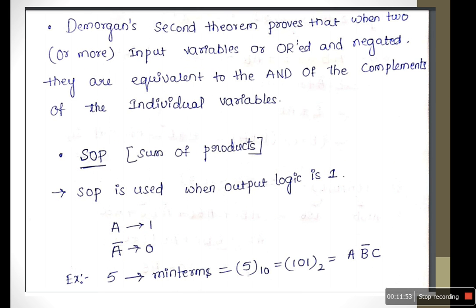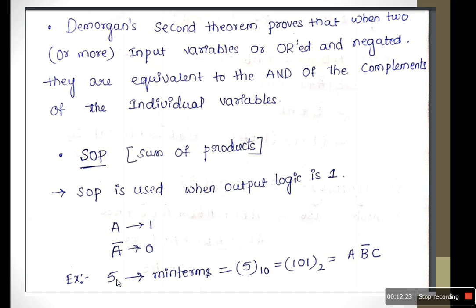So these are the two De Morgan theorems, and again we are having the two terms, those are sum of products and product of sums. So the sum of products is used whenever the output logic is 1. For example, if you are having the two literals A and A bar, in sum of products the A is denoted with 1 and A bar is denoted with 0.